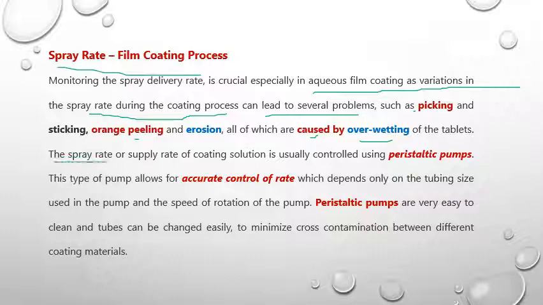The spray rate or application rate of the coating solution is usually controlled using a peristaltic pump. This type of pump allows accurate control of the rate, which depends only on the tubing size used in the pump and the speed of rotation of the pump.